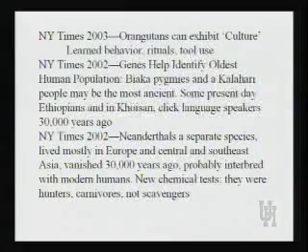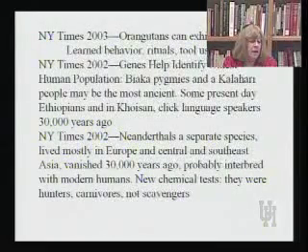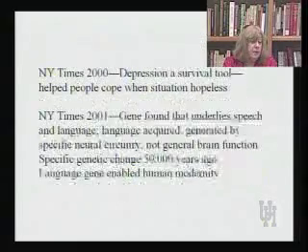As far as Neanderthals are concerned, they're a separate species who lived mostly in Europe and Central and Southeast Asia. They vanished 30,000 years ago, probably interbred with modern humans. And new chemical tests show they were hunters and carnivores and not scavengers, but they're a separate branch of evolution from Homo sapiens. But they appear to have interbred with Homo sapiens.